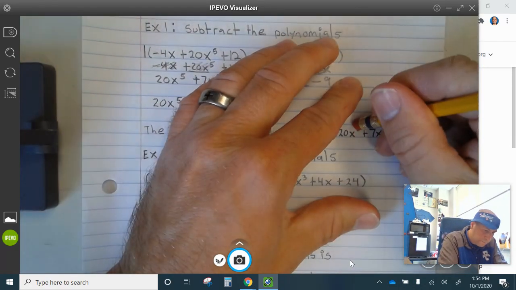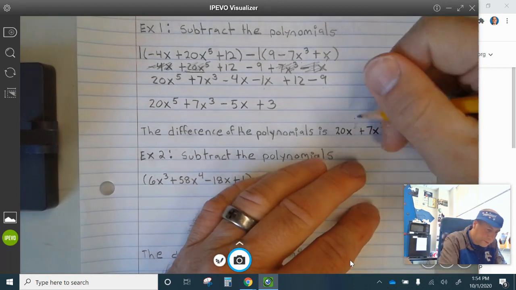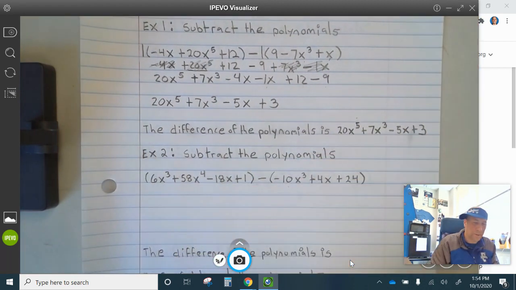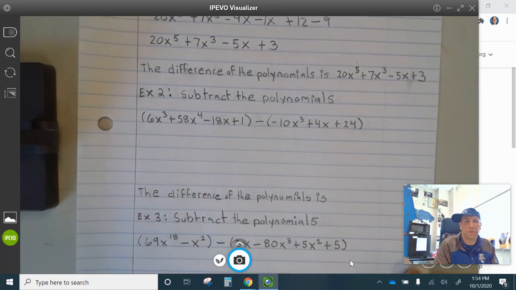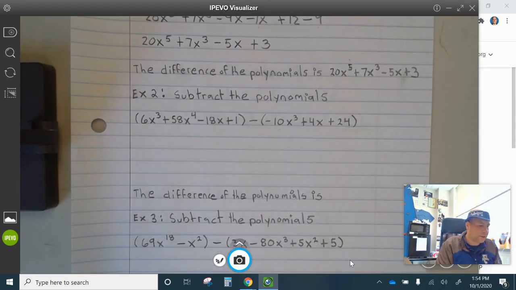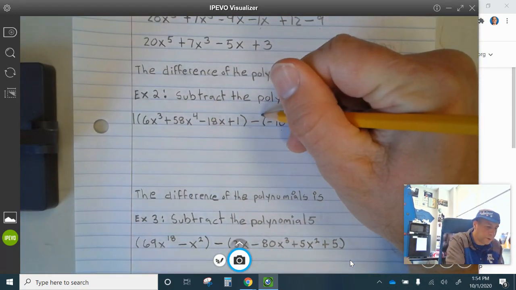And that 5 didn't come out that well, so let me rewrite that. There you go. All right, go ahead and finish up example 1. All right, let's take a look at example 2. Subtract the polynomials. 6x cubed plus 58x to the 4th minus 18x plus 1 minus parentheses -10x cubed plus 4x plus 24. So first we're going to put a 1 in front of here and 1 in front of here.